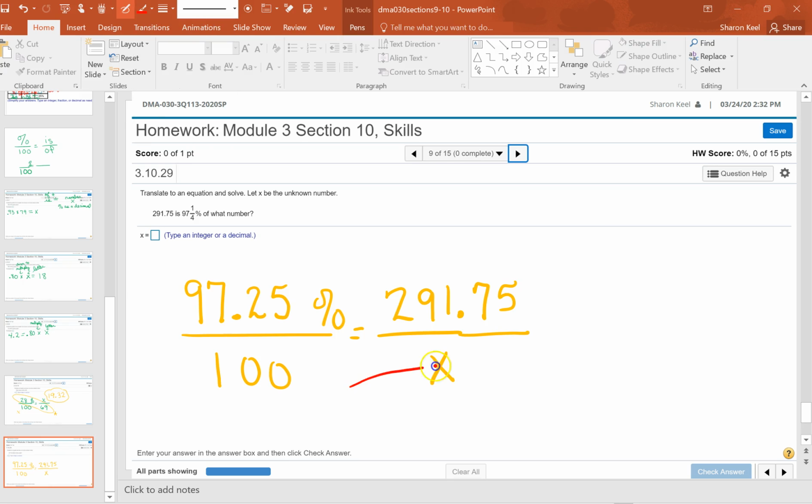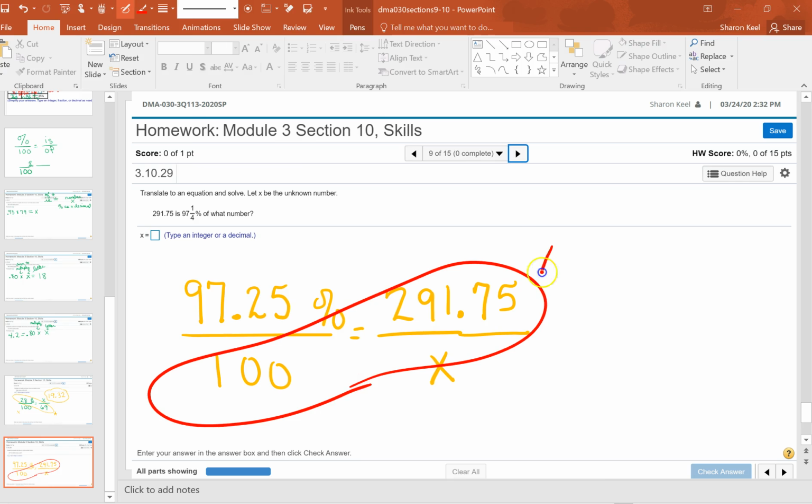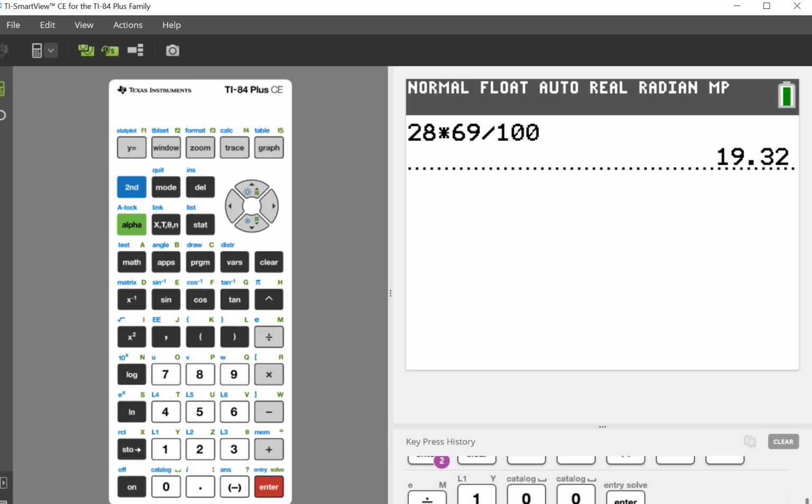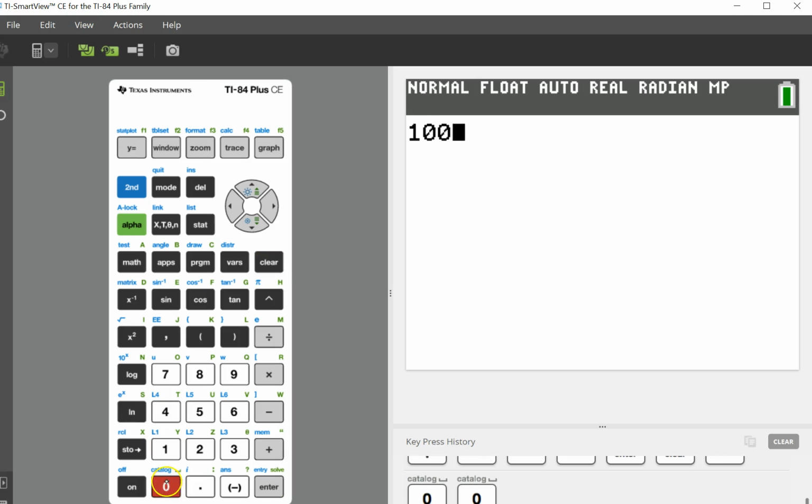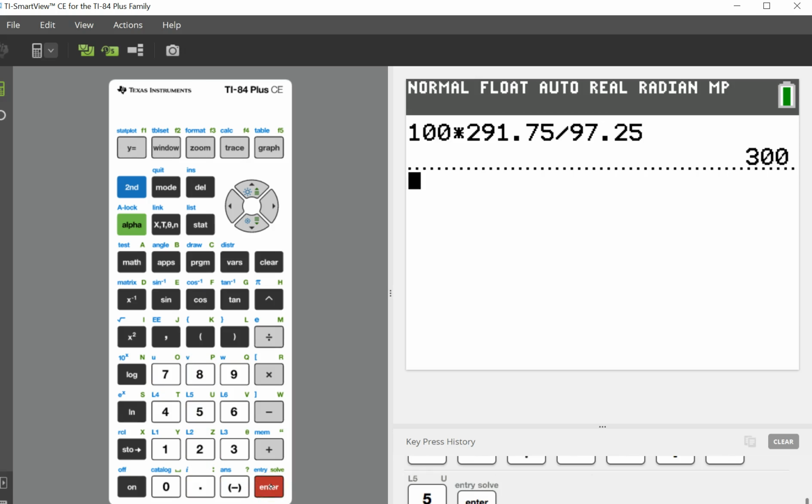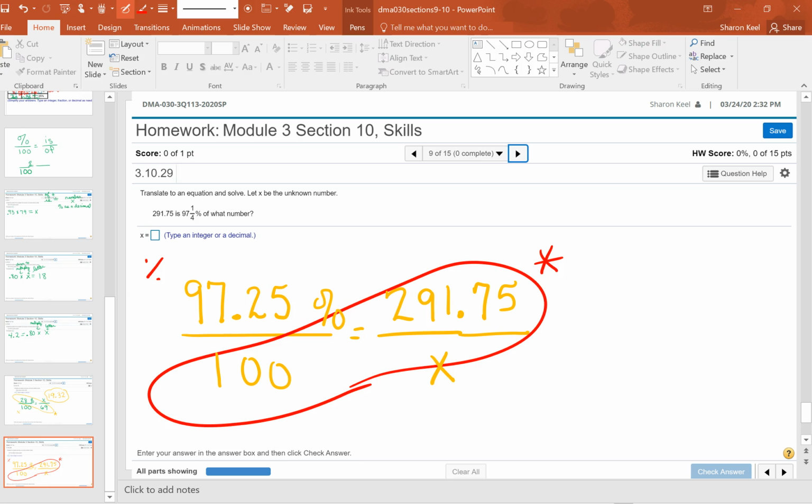So here we are going to cross multiply the two that are diagonal, and then we're going to divide by the one paired with the unknown. So let's come here, and we're going to do 100 times 291.75 divided by 97.25. And that gives us a whole number, 300. So our solution here is going to be 300.